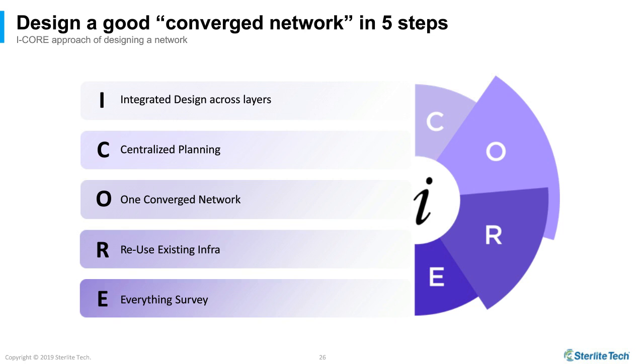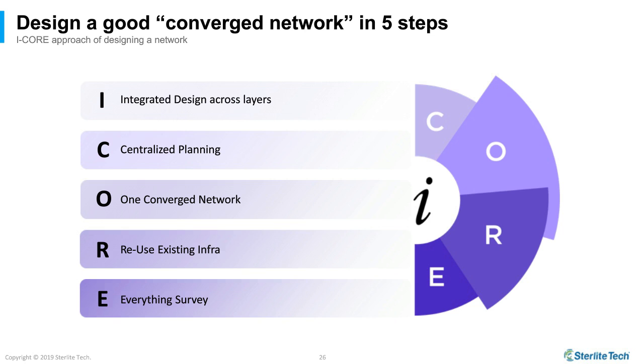It really means that we look at all layers, whether it is fiber, whether it is wireless. We look at the layers of whether it's application layer, a logical layer, or physical layer. We look at all of them and then design the network while including all of them.